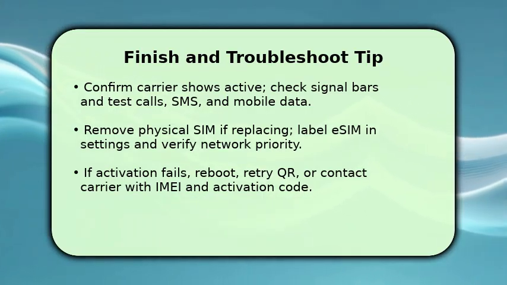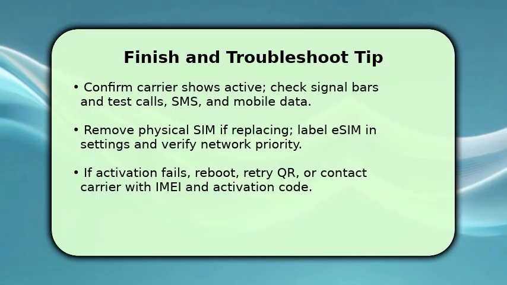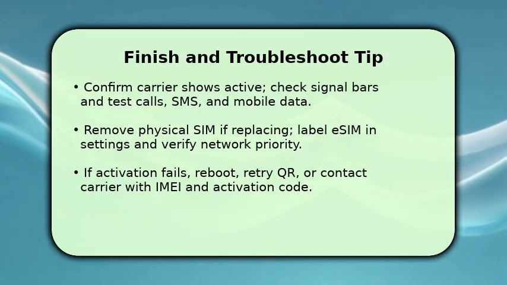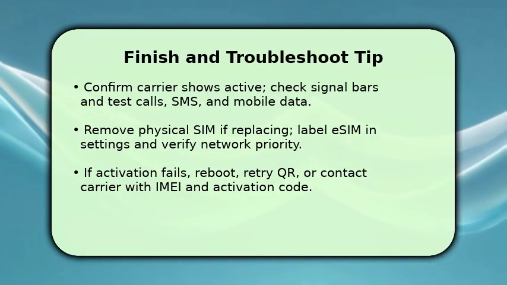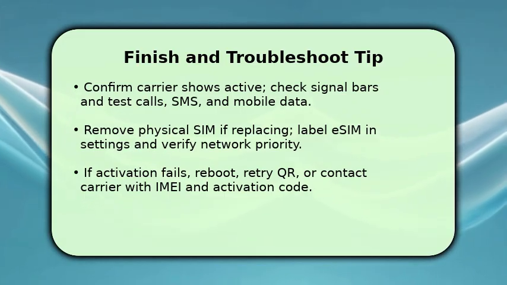If anything goes wrong, reboot the phone, retry scanning the QR, and if still failing, contact the carrier with your IMEI and activation code for remote troubleshooting.